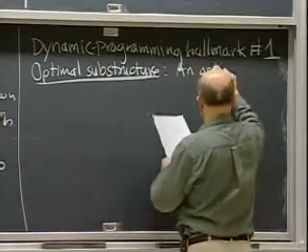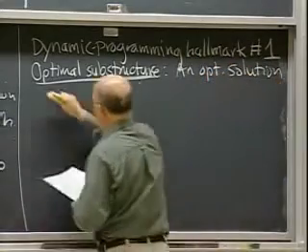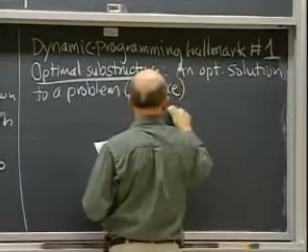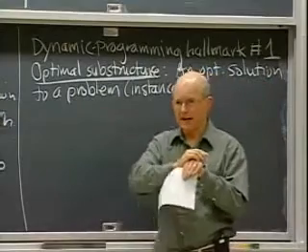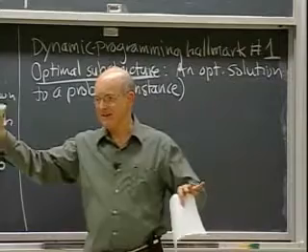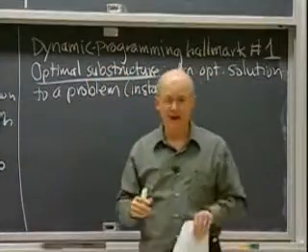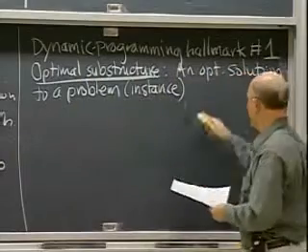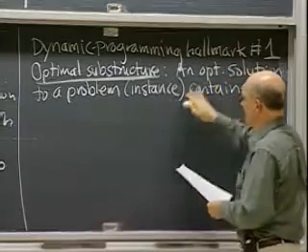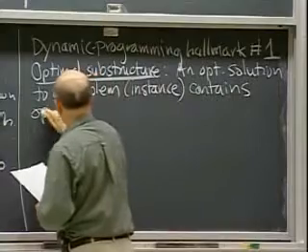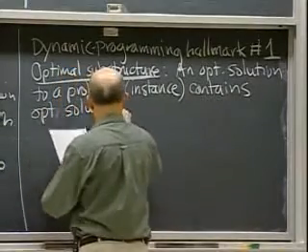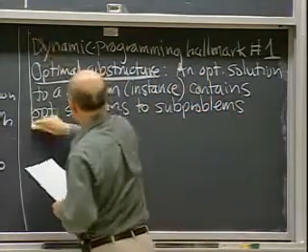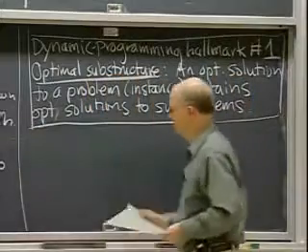What that says is an optimal solution to a problem, and by this we really mean problem instance, but it gets tedious to keep saying problem instance. A problem is generally viewed in computer science as having an infinite number of instances, each of which is a particular input. So sorting is a problem; a sorting instance is a particular input. I'm just going to say problem. When you have an optimal solution to a problem, it contains optimal solutions to subproblems. That's worth drawing a box around, because it's so important.